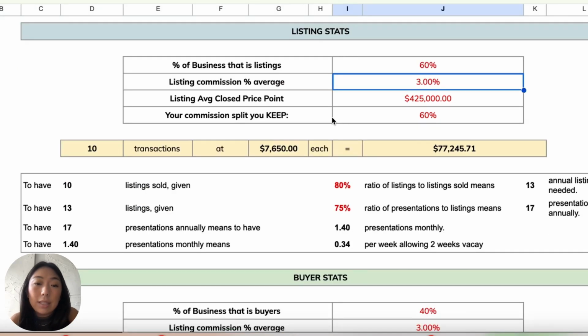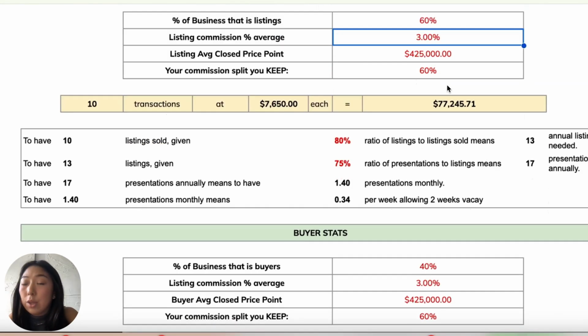And this next section lists out the commission split that you keep. So if you are on a team or if you are working with leads that you have to pay for, write down the percentage of that total commission check that you keep. And so this yellow section will show you the total that you need from the listing side. So you'll need 10 transactions, and based off the average commission and your average close price, you'll be making approximately $7,600, and that will bring you to a total of $77,000 that you'll get from listings.